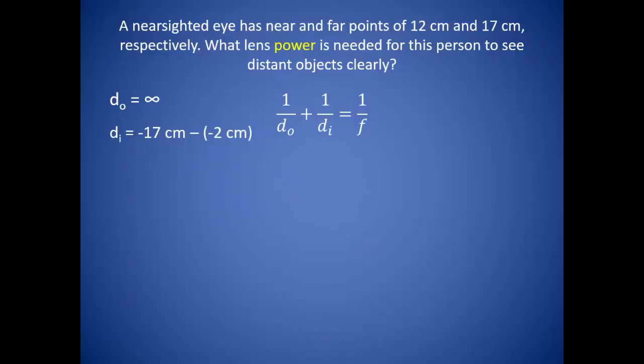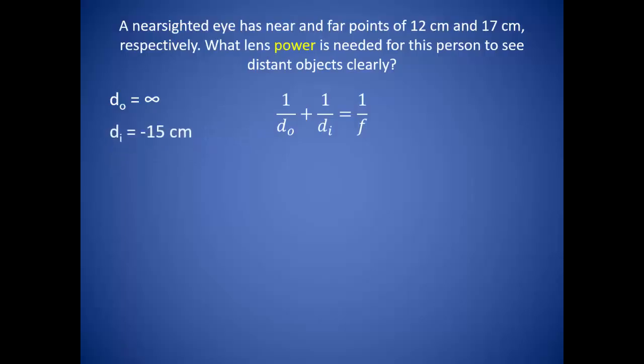We can do the same sort of thing with a nearsighted eye that has near and far points of 12 centimeters and 17 centimeters respectively. What lens power is needed for this person to be able to see distant objects clearly? Remember, for a distant object, we typically say that the object is at infinity. And to focus on this object at infinity, the eye must put the image at the far point of the eye, in this case 17 centimeters in front of the eye.